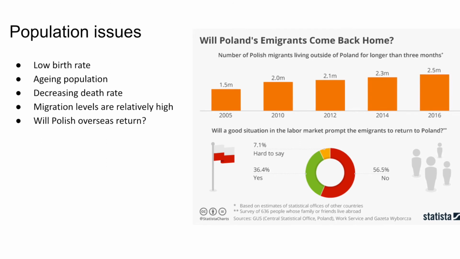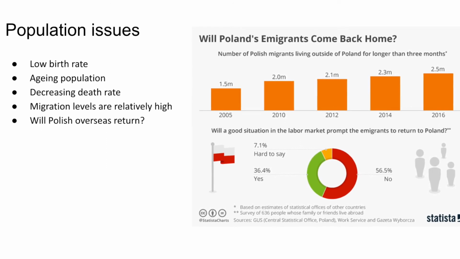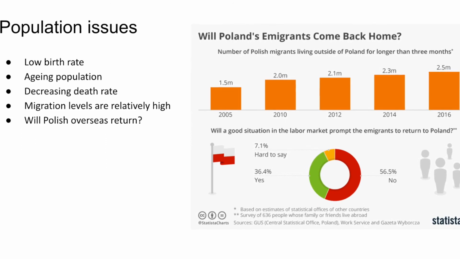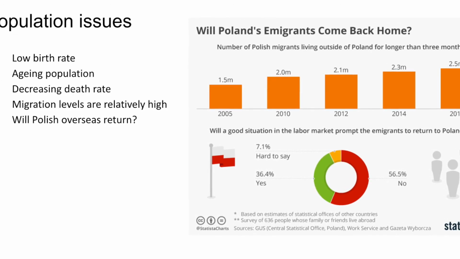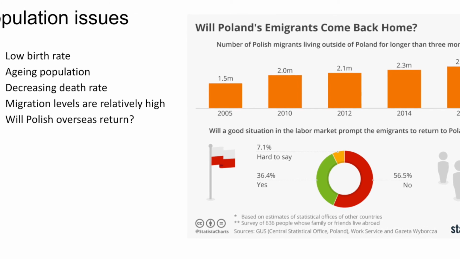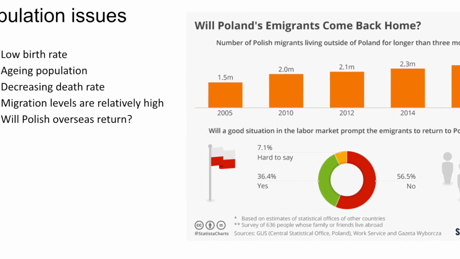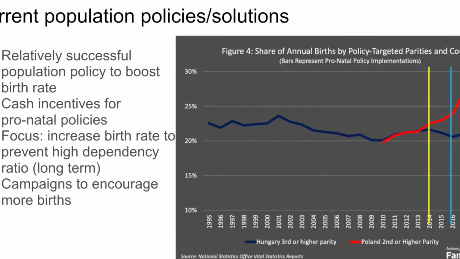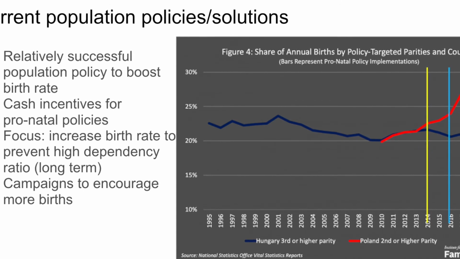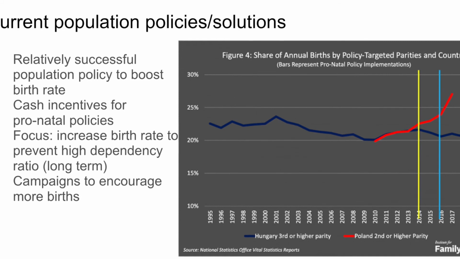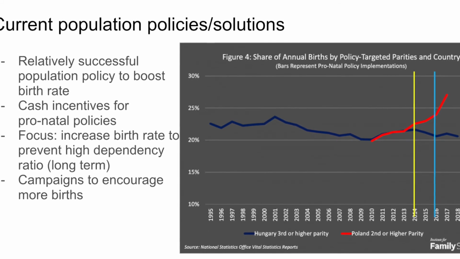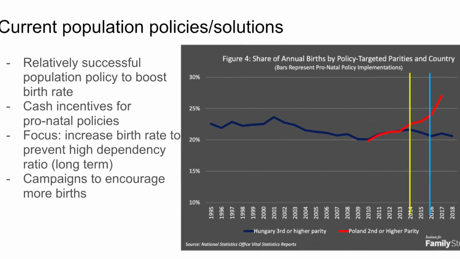Some of the population issues that Poland mainly faces are a low birth rate, an increasing aging population, a low death rate, and migration, especially whether the Polish will return home after migration, as we can see in the infographic. The current policy for boosting the birth rate is actually successful, but it is problematic because it is costing the government a lot of money. Also, some analysts say it is not enough.